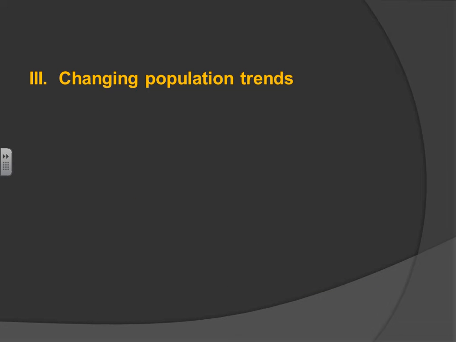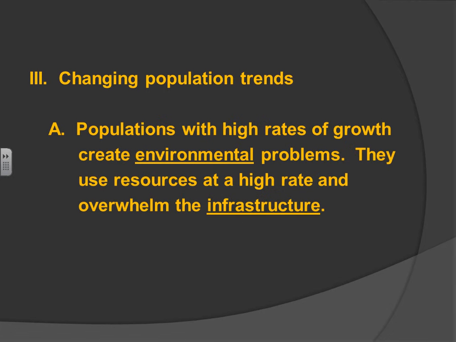So Roman numeral 3, changing population trends. A, populations with high rates of growth create environmental problems. They use resources at a high rate and overwhelm the infrastructure. So in other words, high rates of growth are going to cause problems, but it causes more problems if you start with more people to begin with.